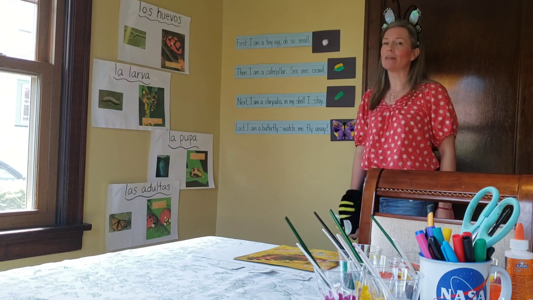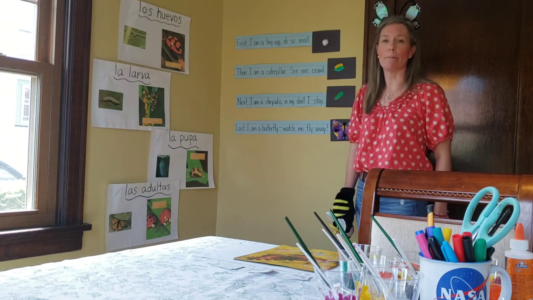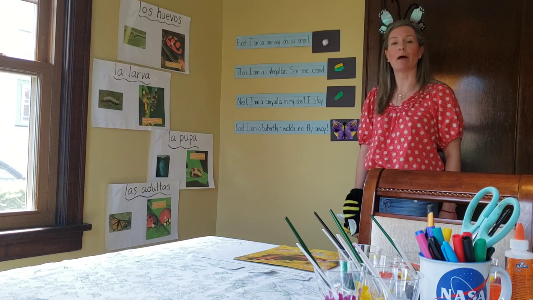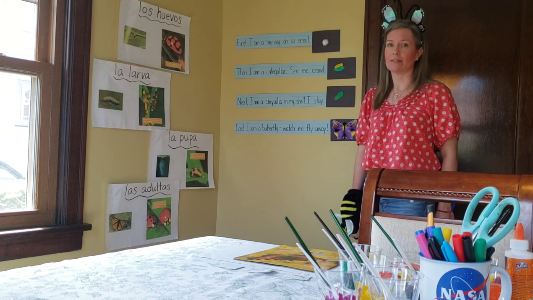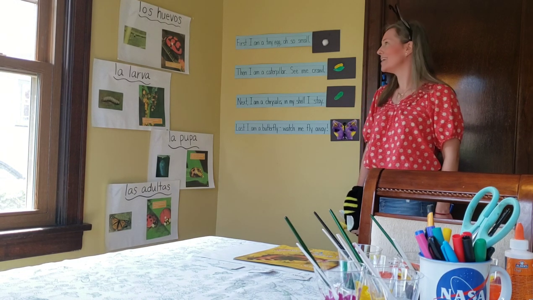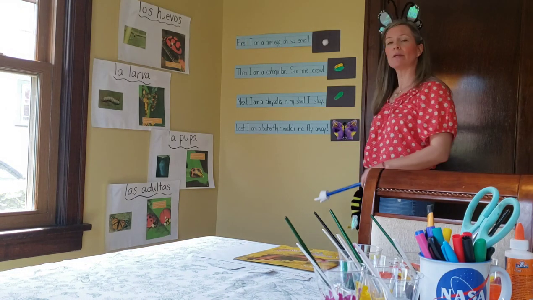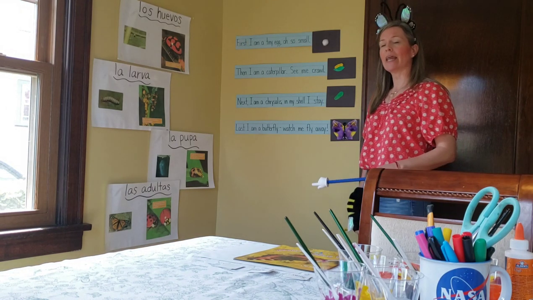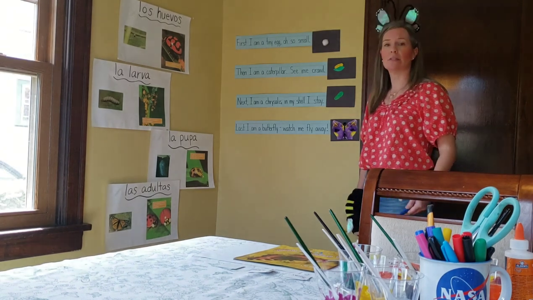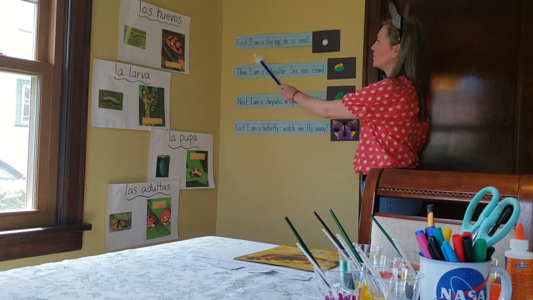We have been learning about insects and have been talking about bumblebees, and we've been talking about butterflies and the life cycle of an insect. And we did this poem last time we were together. I'm going to start off by reading it, and I want you to be thinking about the four different stages of a butterfly. Here we go.